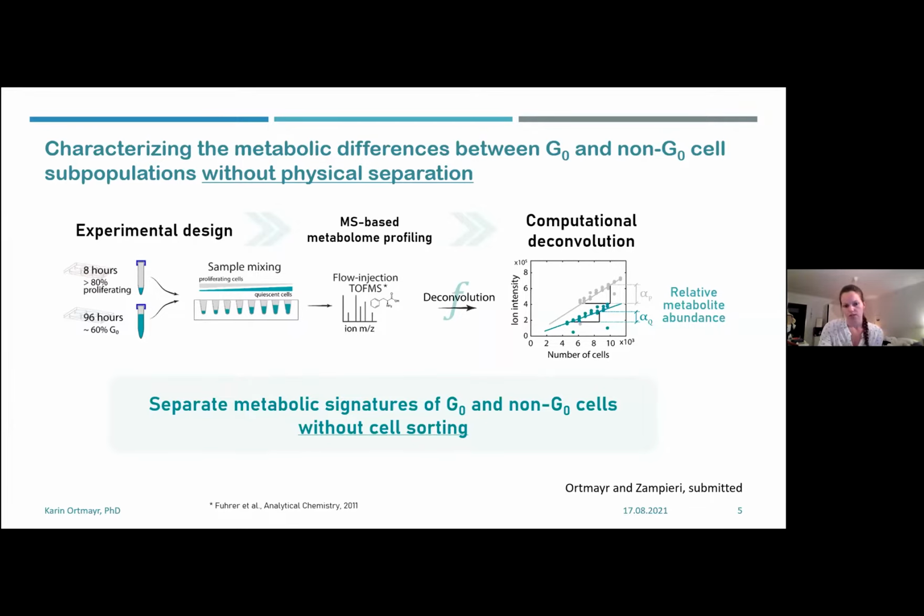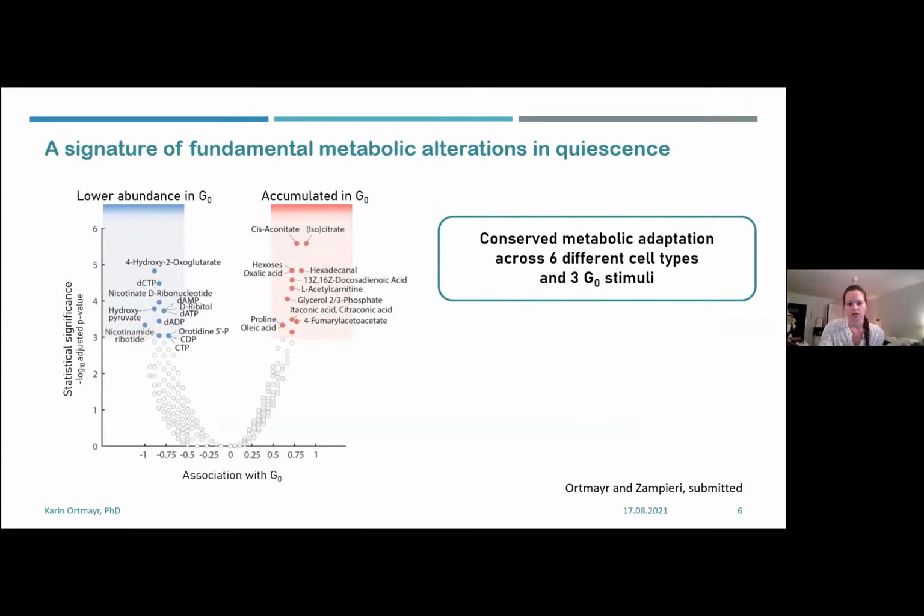The important message here is this methodology allowed us to systematically study the metabolic differences between quiescent cells in G0 and cells in other cell cycle phases in all of our 3 environments and 6 different cell types. With this data in hand, we were able to extract a characteristic signature of metabolic changes that were conserved across all of these 18 different models. These are depicted here in this volcano plot.